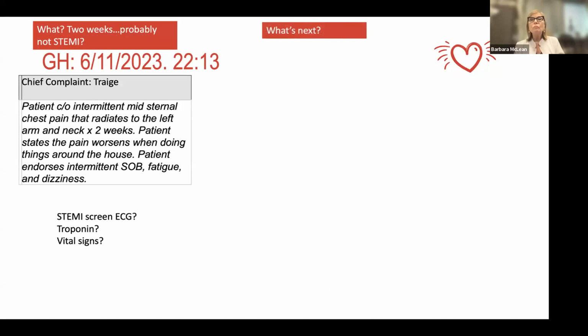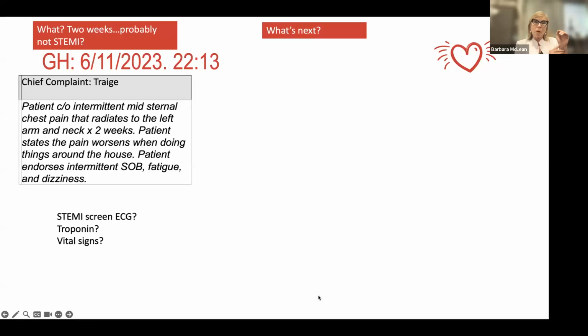So what's next is I need to do a STEMI screen EKG. Now, at our hospital, STEMI screen EKG means you're supposed to get an EKG very, very rapidly. Really, while you're in triage, you're going to get a STEMI screen EKG, which is actually going to rule in or rule out whether or not you've got a STEMI. You're going to get a point of care troponin, which is old-fashioned troponin. That's all we have at point of care. But you are also, at the same time, going to get an HS troponin.